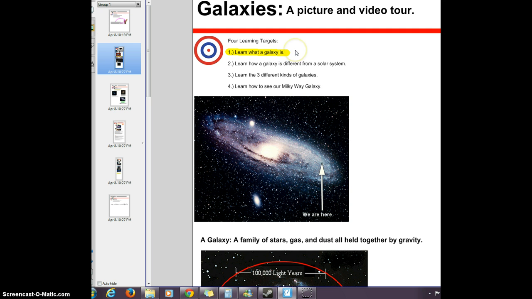First learning target, let's learn what a galaxy is. This is an image. It's actually a drawing, I should say, an artist's rendering, we call it. It's an image of what we believe our Milky Way galaxy looks like. We're actually located right here, and if I can get a red marker, I'll kind of circle this area for you. We're located in this part of the galaxy.